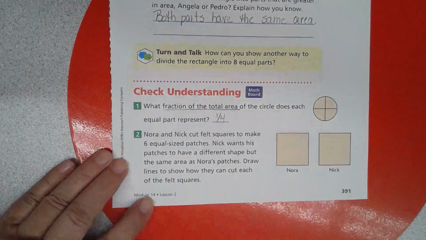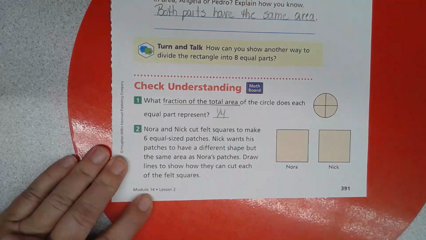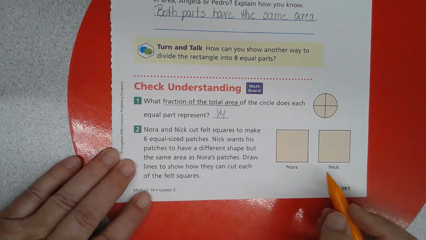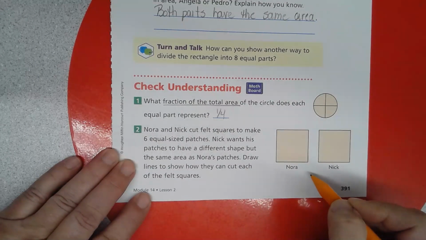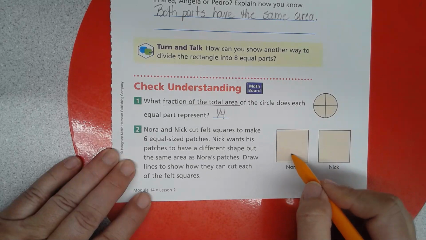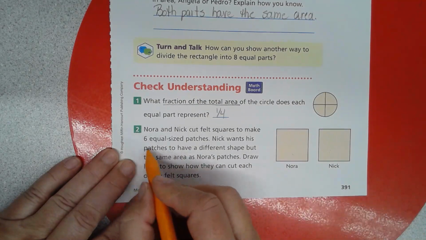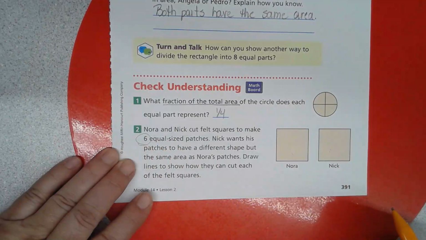Okay? Now Nora and Nick cut felt squares to make the 6 equal patches. Nick wants his patches to have a different shape but the same area to show how they can cut each of the felt squares. So main thing here, we don't have a grid to look at here, but we have the same size, same shape piece, so we need to divide it up into the same number of pieces for them to have the same area. So we're going to divide both of them up into 6 equal pieces.